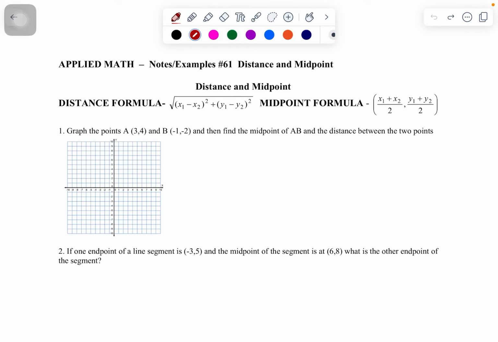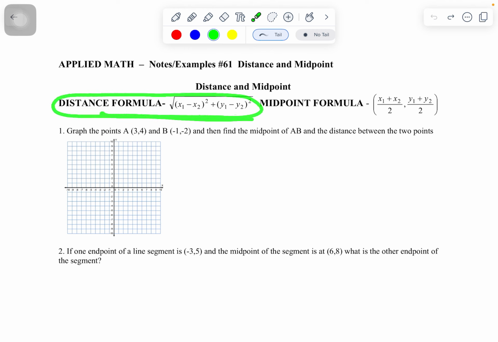All right, this is going to be the first video for Note 61. We're going to start talking about distance and midpoint. Up at the top of your note sheet, there is a distance formula. Distance formula is based off of Pythagorean theorem. We will talk about that more later.